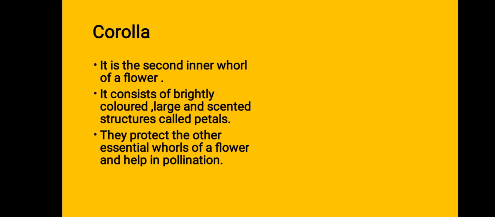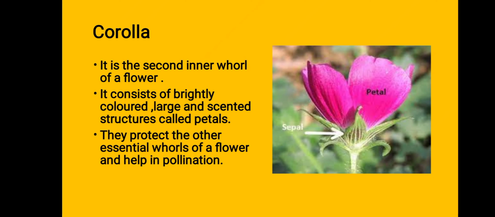And corolla is the second inner whorl of a flower. It consists of brightly colored, large and scented structures called petals. They protect the other essential whorls of a flower and help in pollination. So class, this is all we'll be learning for today.